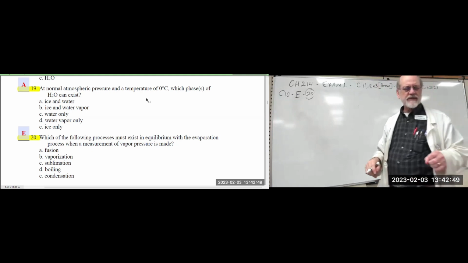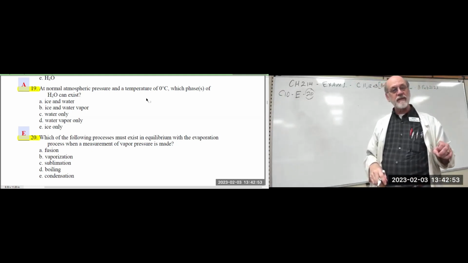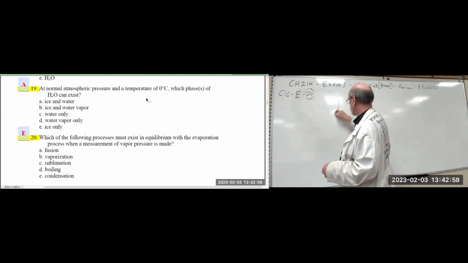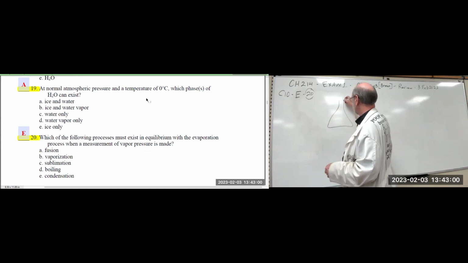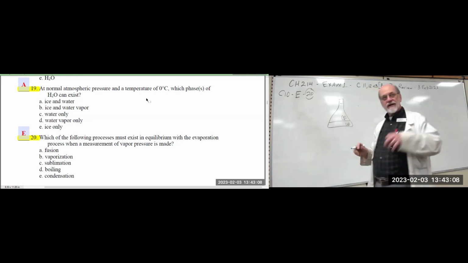Which of the following processes must exist in equilibrium with the evaporation process when a measurement of vapor pressure is made? We have vapor pressure in this device. It's got a cork in it, and we got liquid down here, and we got the gas phase up here. So how did it get there?